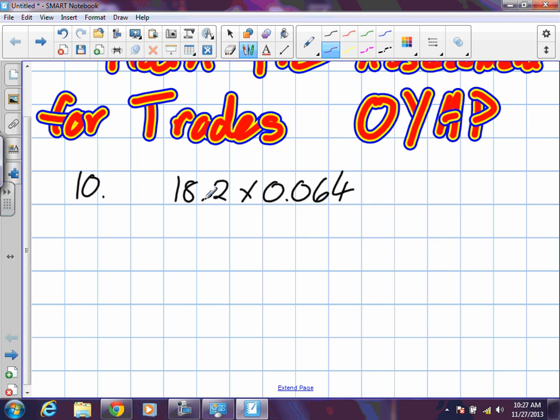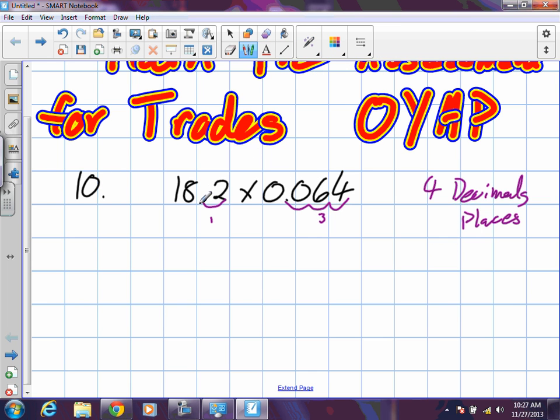So for both of them, there's 1 decimal place in the first one, and there's 1, 2, 3 decimal places in the second one. So what is that all together? 4, right? So we have 1 and 3. So altogether we have 4 decimal places. Okay. What we're going to do is we're going to move those decimals the exact number that we counted.